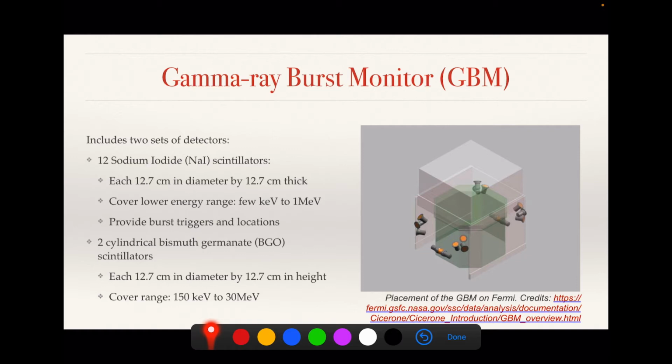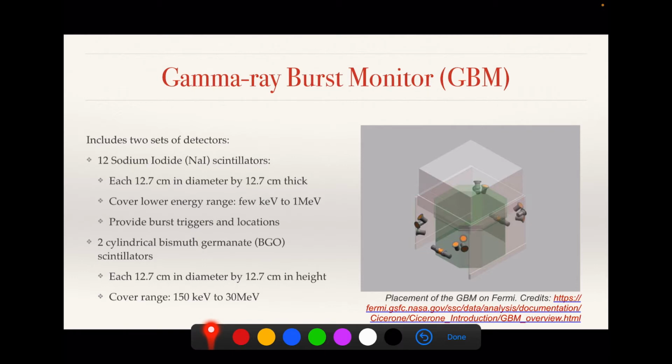So this is more like a rapid action instrument, and it can see the whole sky at any given point of time, except the portion of the sky covered by the earth. It is basically used to detect and immediately calculate the position of any transient event like a gamma ray burst.